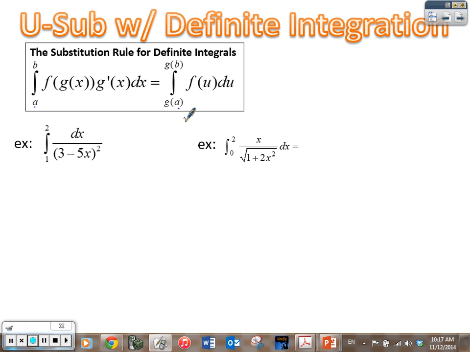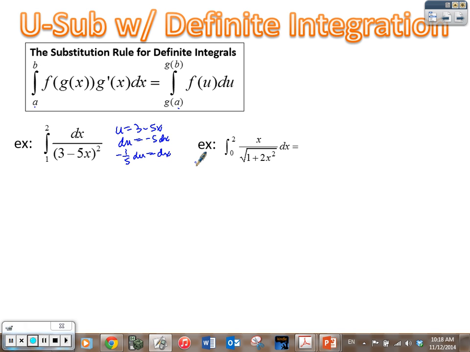So let's start with the first example. On this one, we would let u equal 3 minus 5x. So du would be negative 5 dx. Now I don't have a negative 5, so I'd move it over. Negative 1/5 du equals dx. At this point, what I do every time is I immediately change my bounds.